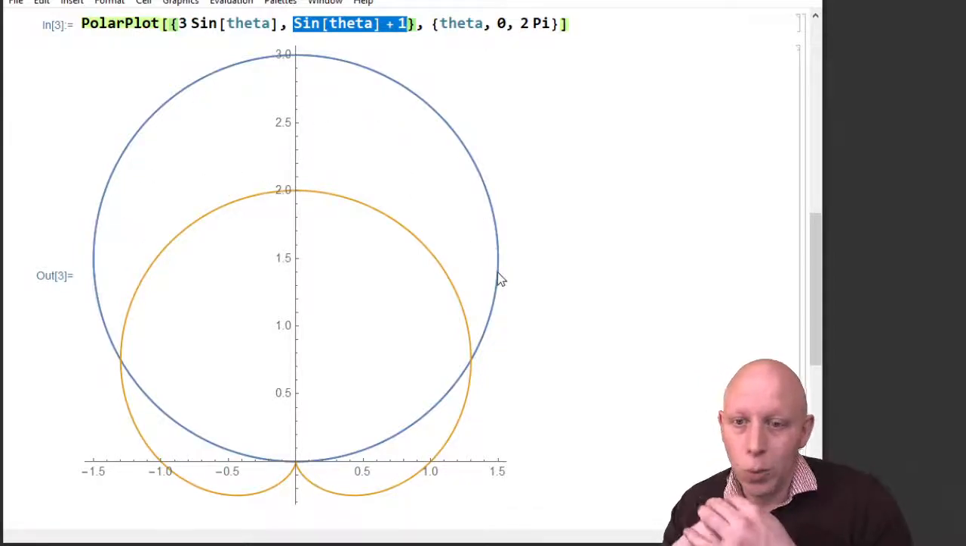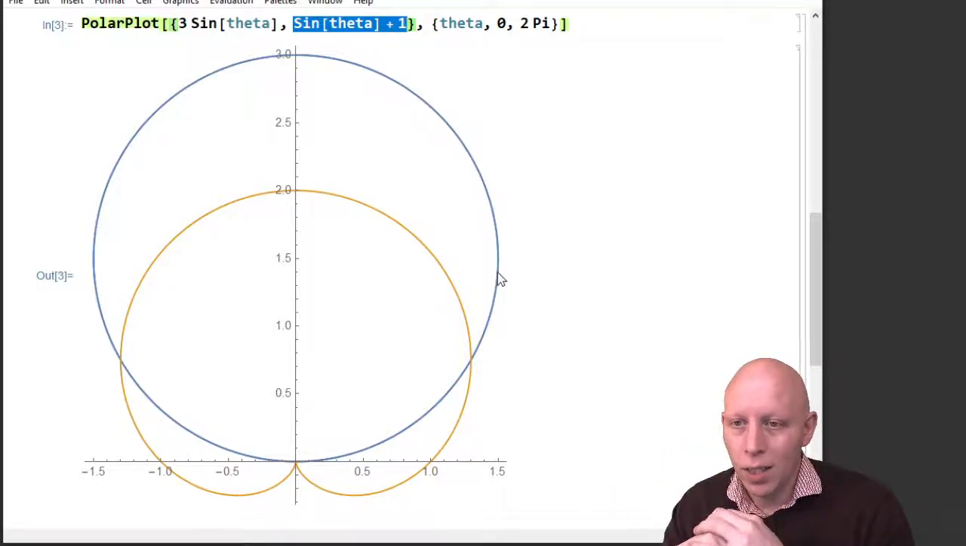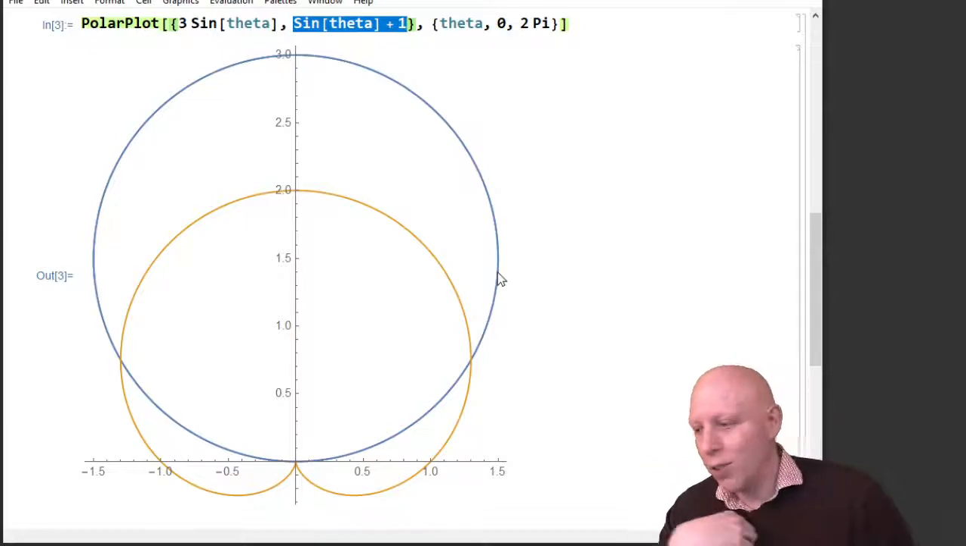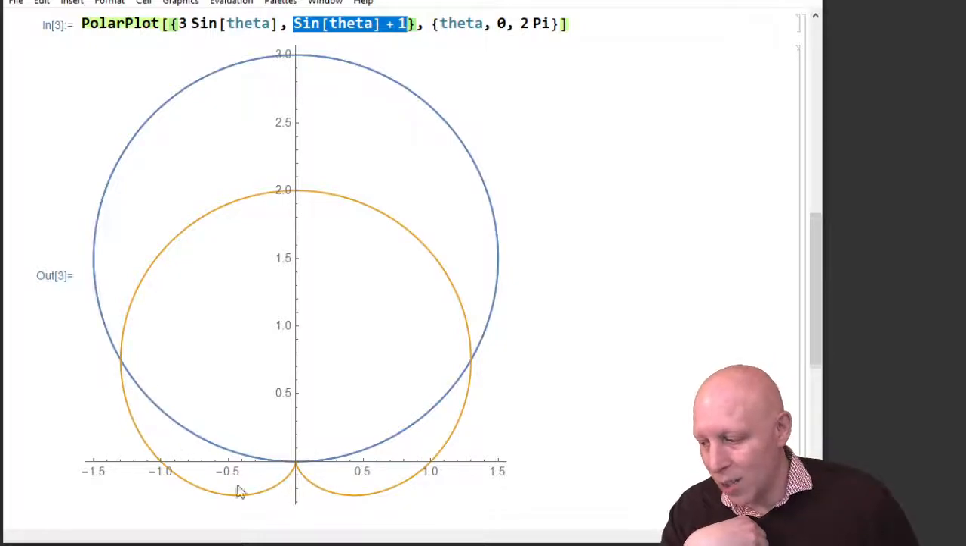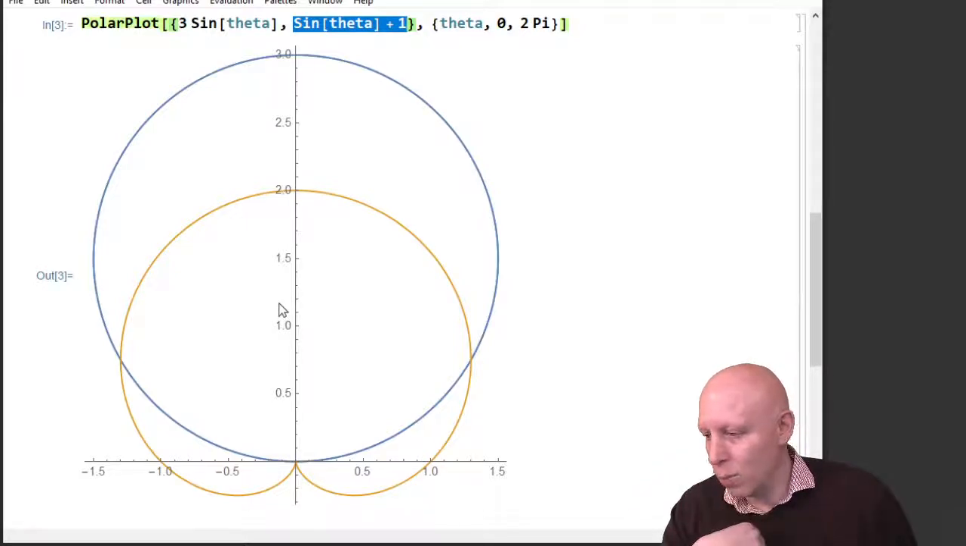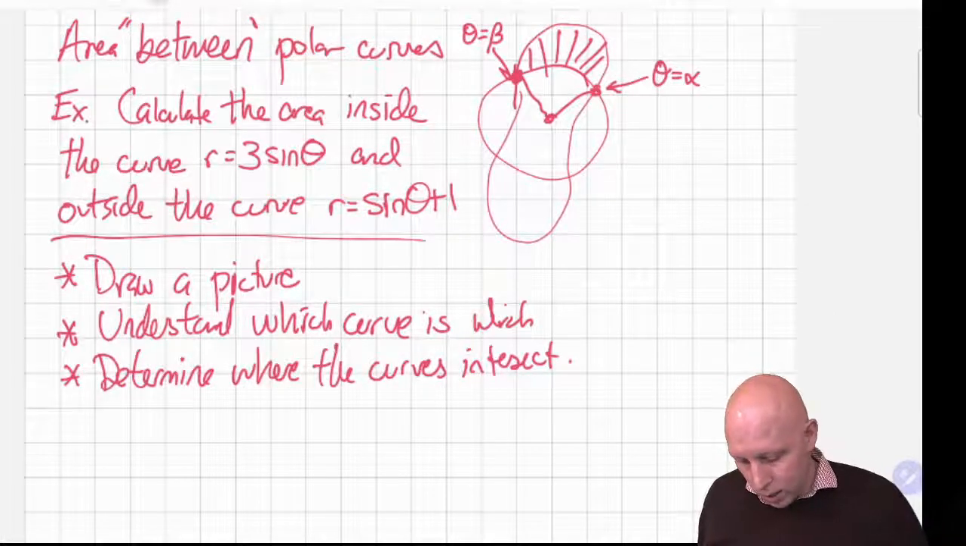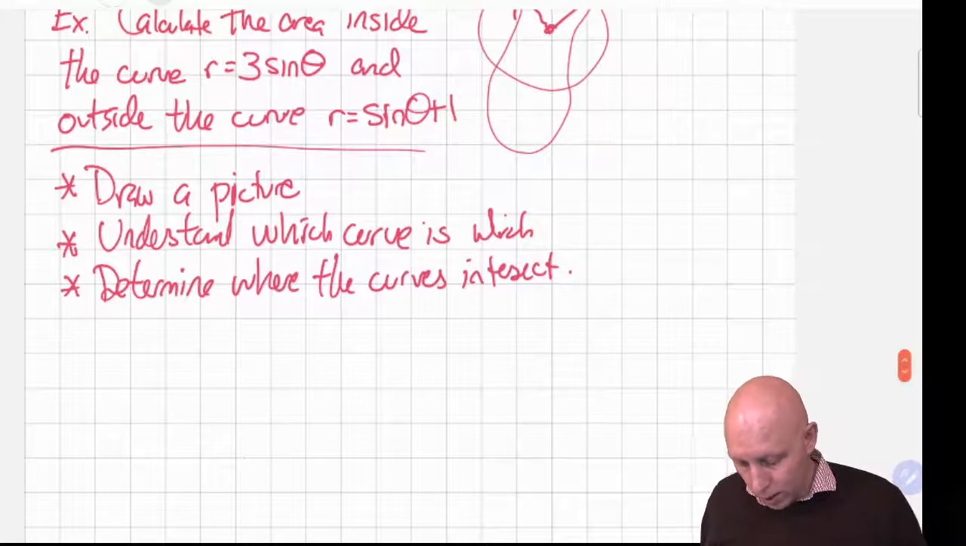It's really important to understand what exactly you're calculating, because it could have been that you needed to be inside both curves, or that you were inside this orange curve and outside the circle. Figuring out exactly what the region is is an important part of this process. All right, so let's go back to our picture.